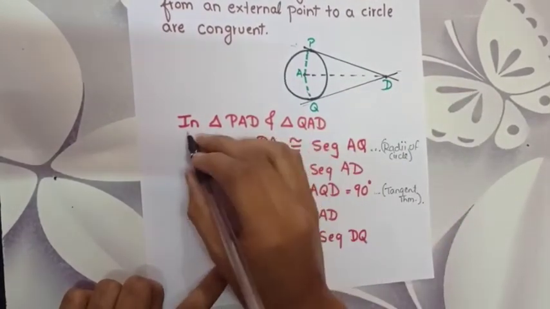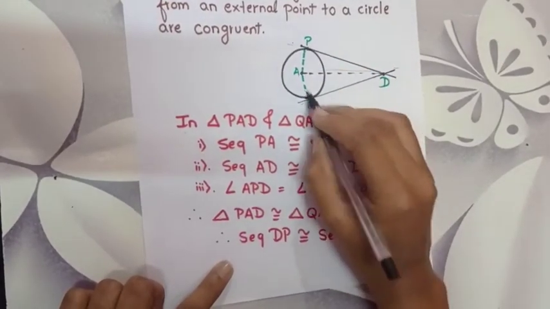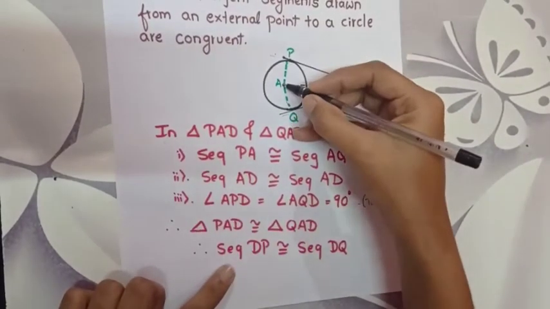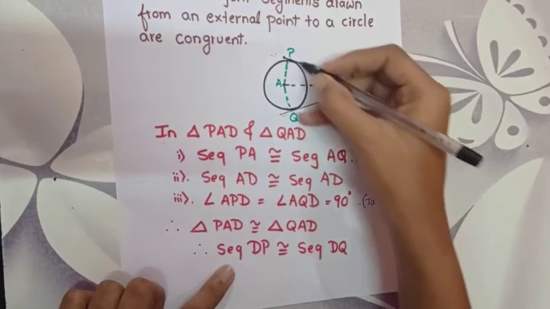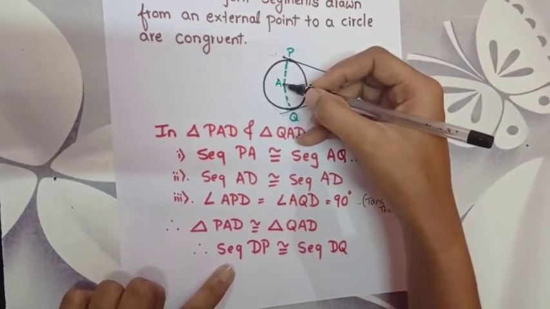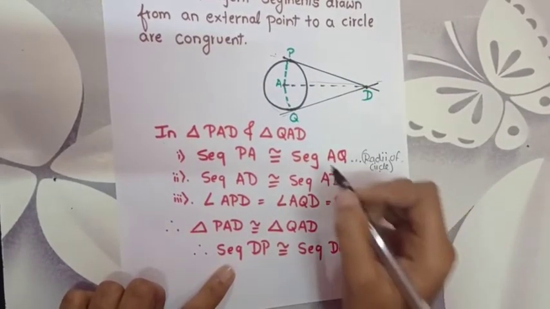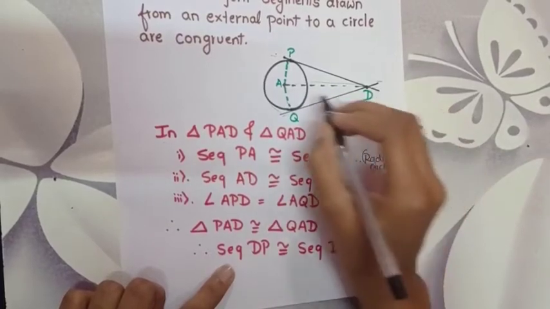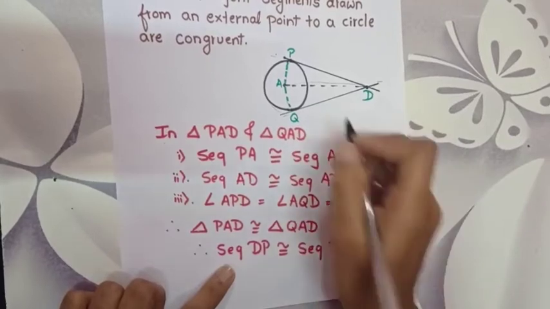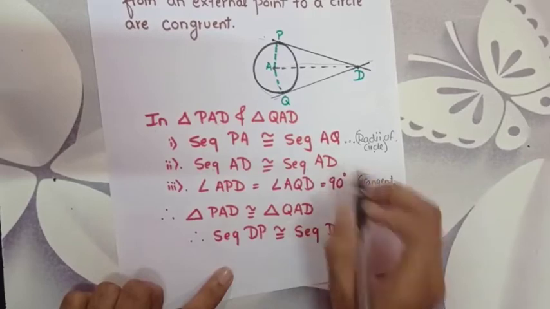Now, considering these two triangles, PAD and QAD, we can see that PA is a radius and AQ is also a radius of the same circle. Therefore, segment PA is congruent to segment AQ because they are the radii of a circle. Now, segment AD is equal to segment AD because both are the same. Therefore, segment AD is congruent to segment AD.